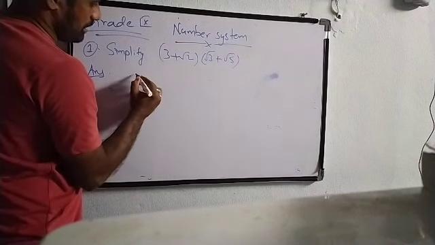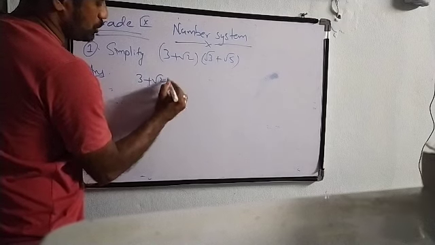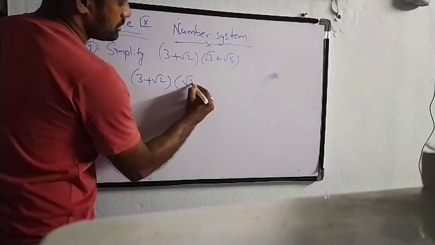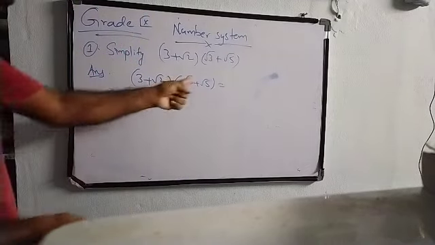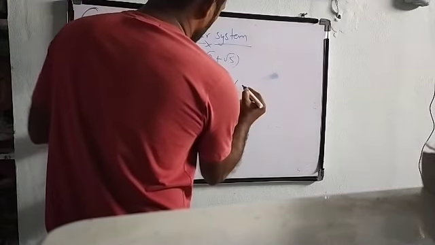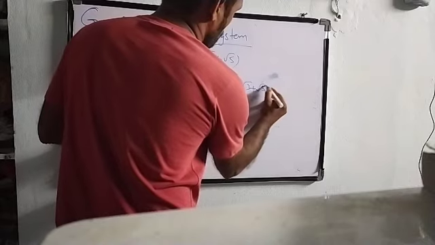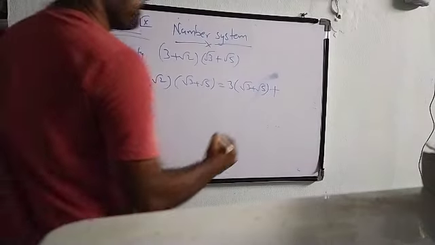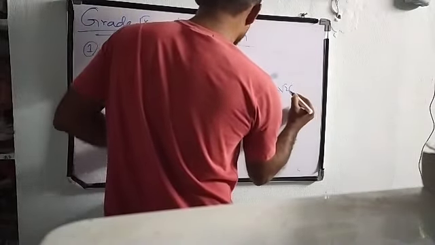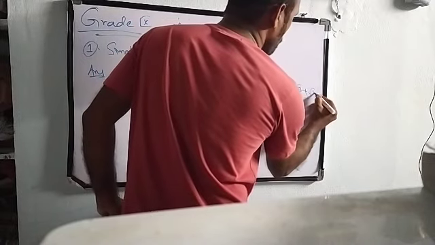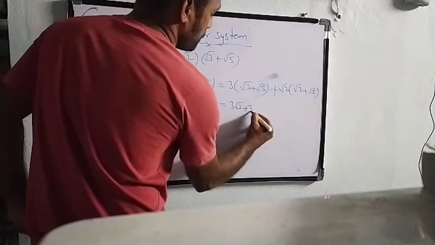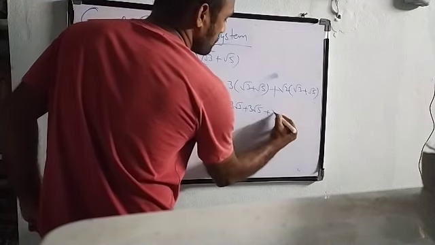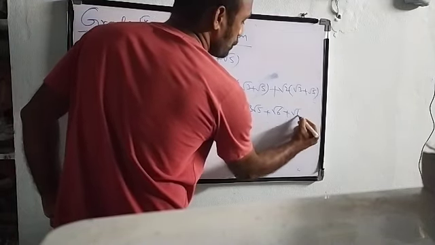So we can write (3 + root 2) into (root 3 + root 5) as: multiply this into the total, so that will be 3 into (root 3 + root 5) plus root 2 into (root 3 + root 5). So that will be 3 root 3 plus 3 root 5 plus root 6 plus root 10.